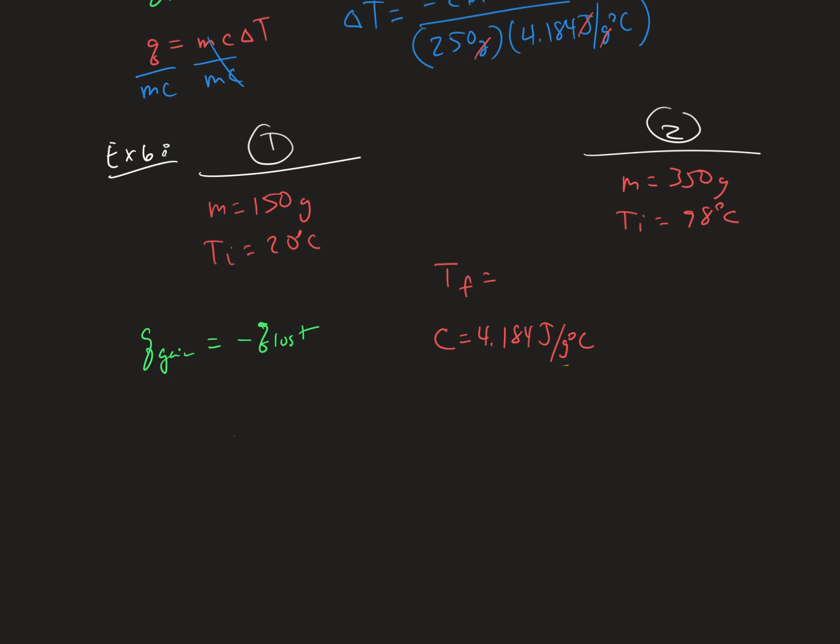So that means it's going to be M1 C1, which is just C, times T final minus T initial 1, equals M2 C times T final minus T2 initial. Well, I need to put a negative on one of those. I'll put it on this one because this one's going to lose the heat, right?